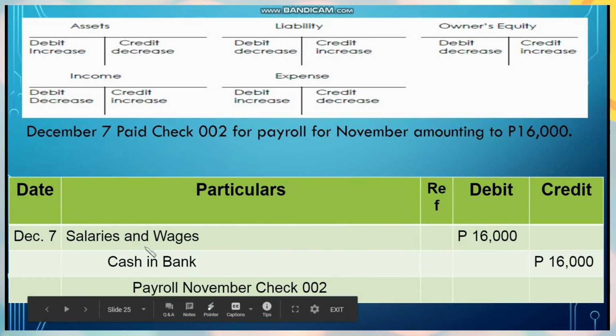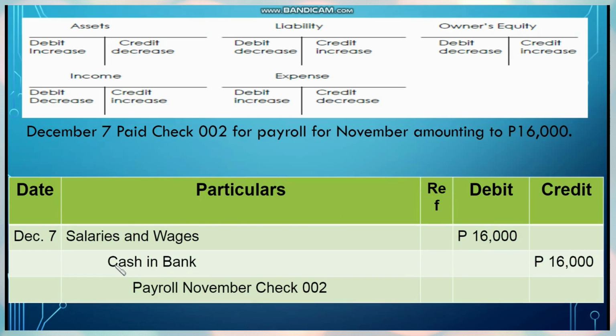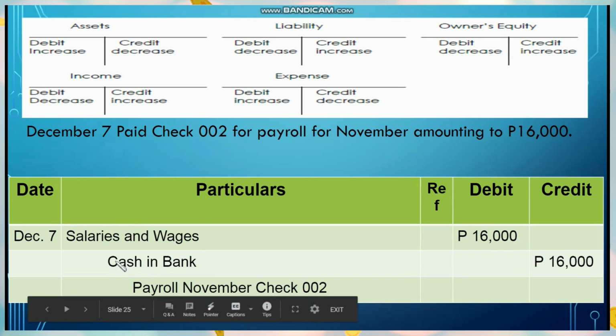So we debit salaries and wages for 16,000 and then we credit cash in bank for 16,000. This is a credit because we paid, because our cash decreased and cash is an asset. So a decrease in asset is recorded on the credit side. So we credit cash in bank for 16,000.